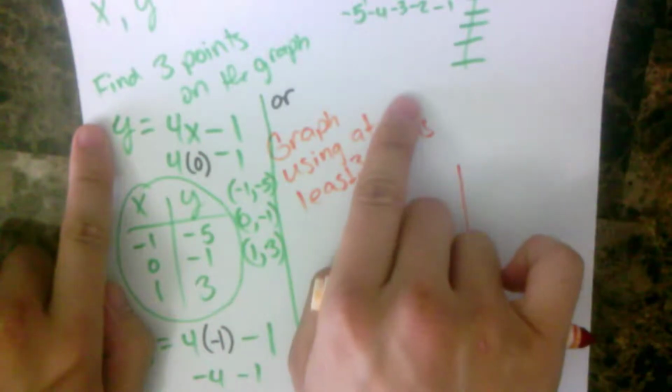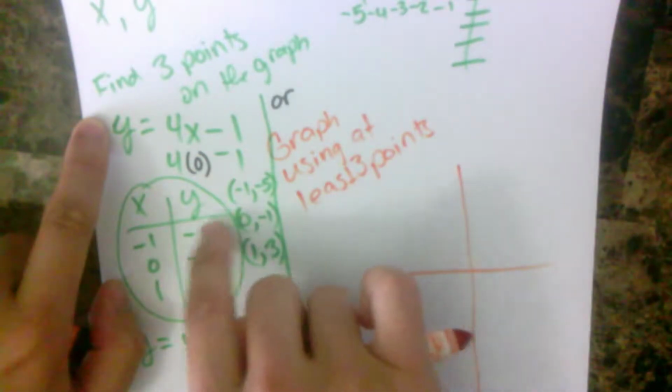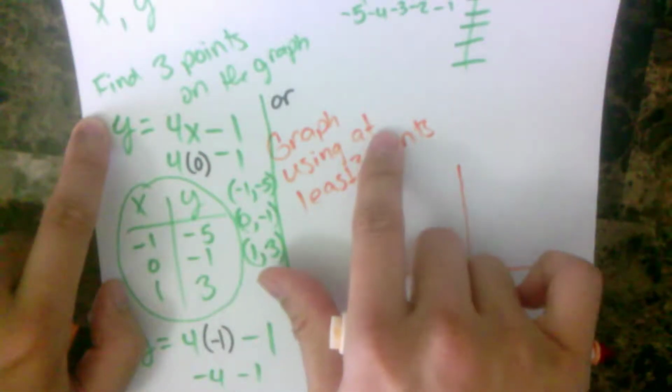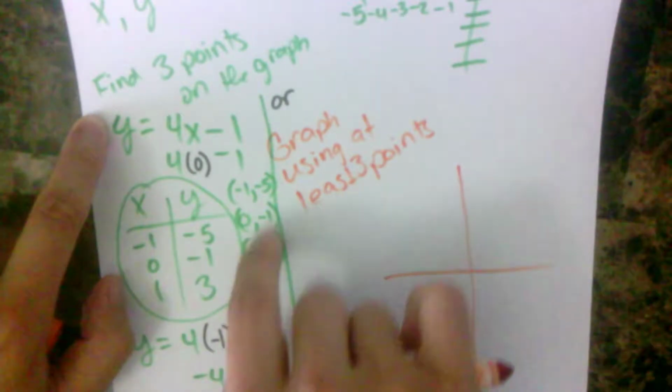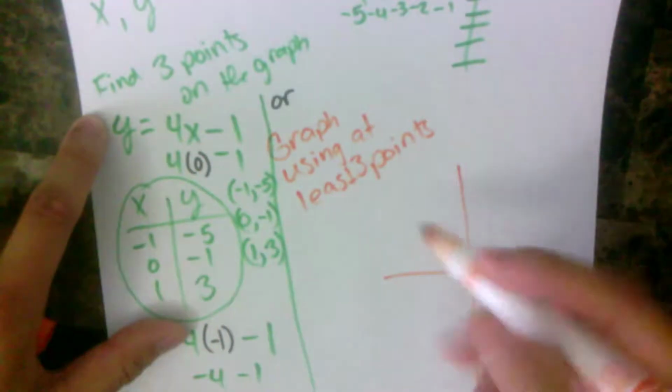So it would be a different problem. So you do have to repeat the step, but with different numbers. Okay? But we're going to use the same one for now. So after I've done this whole thing and found my 3 points, all I have to do is graph them.